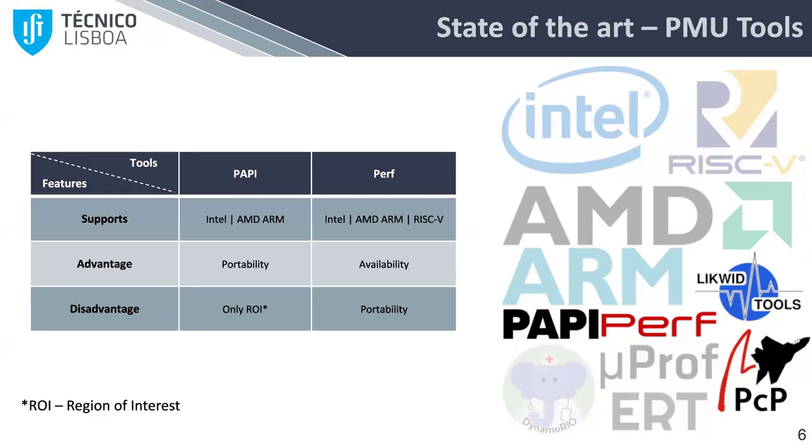So PAPI has the advantage of being able to abstract the details of the performance counters of each vendor and provide a consistent interface which facilitates the analysis of applications across different architectures, having only the main disadvantage of only allowing for region of interest profiling in an application, when sometimes it's also useful to profile the entire execution. And then we have the PERF tool, which you probably know, it's part of the Linux kernel. And this tool is the one with the support for the most architectures because it basically supports any architecture supported by Linux. However, its interfacing is not as easy to port across different architectures like PAPI, which is why its integration is still a work in progress.